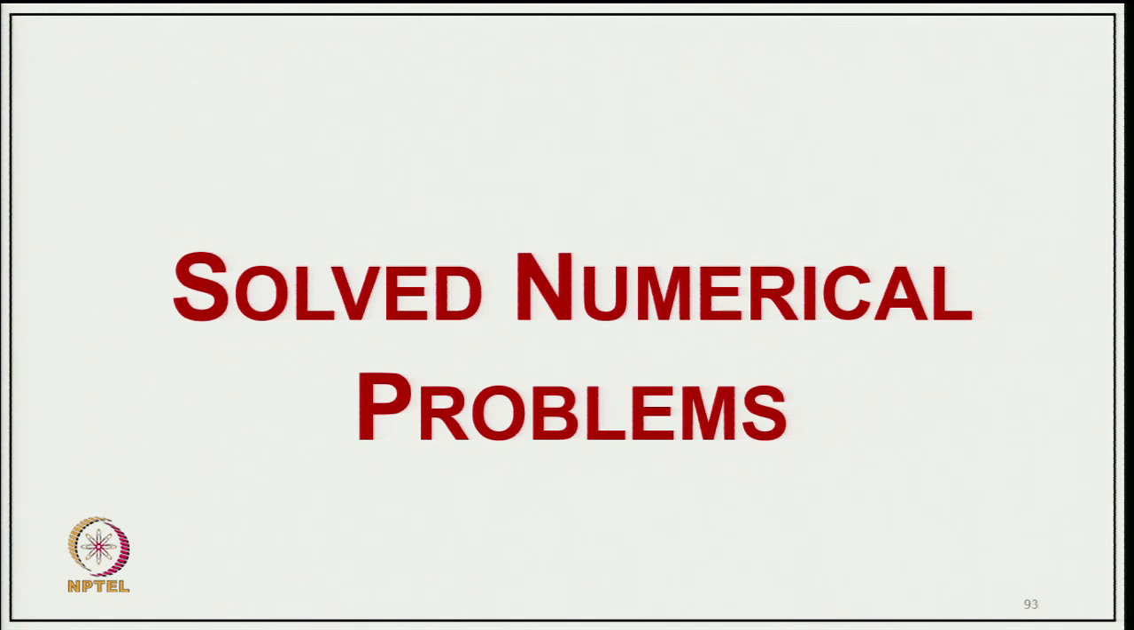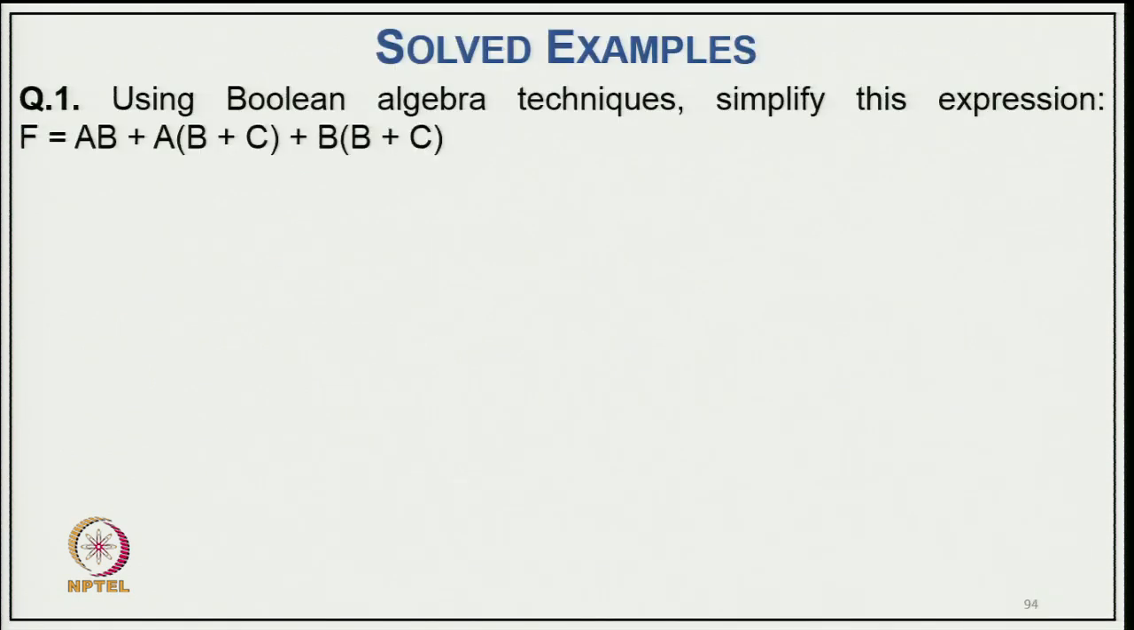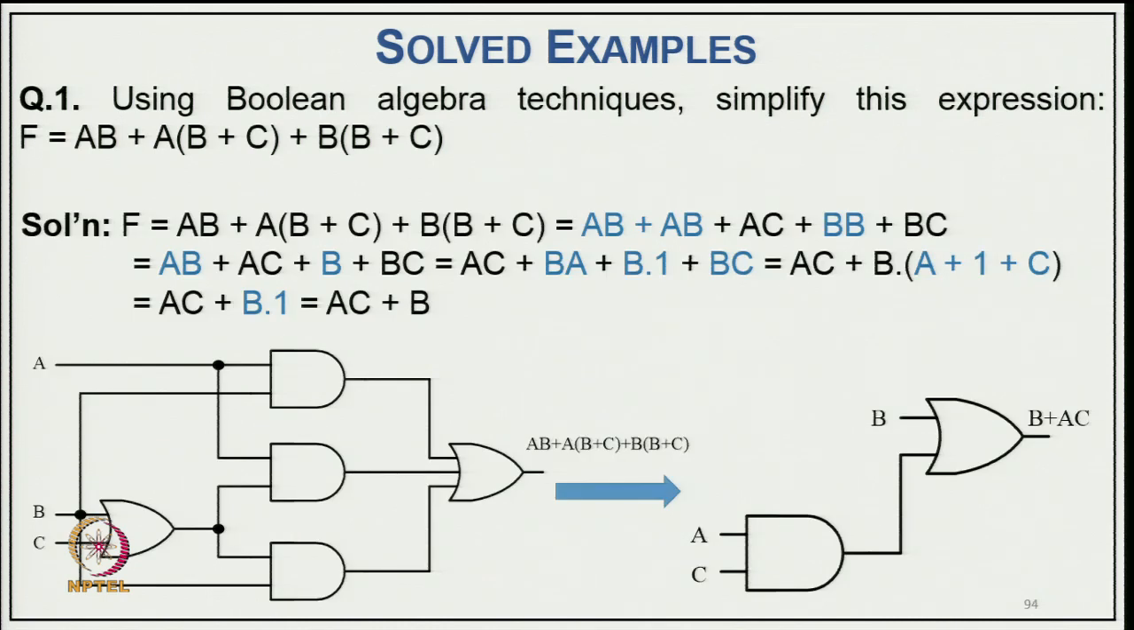Now, coming to the solved problems. Using the Boolean algebra technique, simplify the expression f equal to a b plus a in bracket b c plus b in bracket b c. The solution is we can expand this expression, typically all the minterms, putting along with the a we have a b c. We can represent it by adding the same variable here, and finally we come to simplifying it, it comes like a c plus b 1, that comes a c plus b.